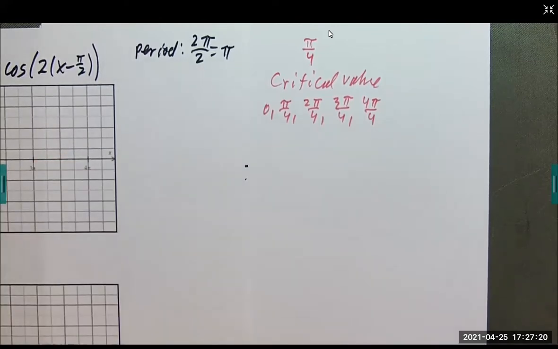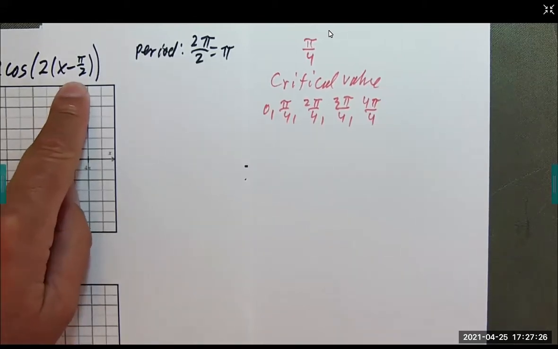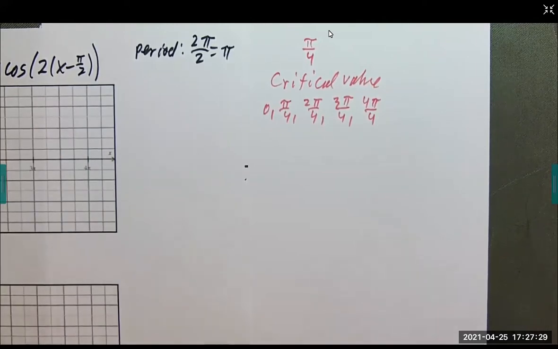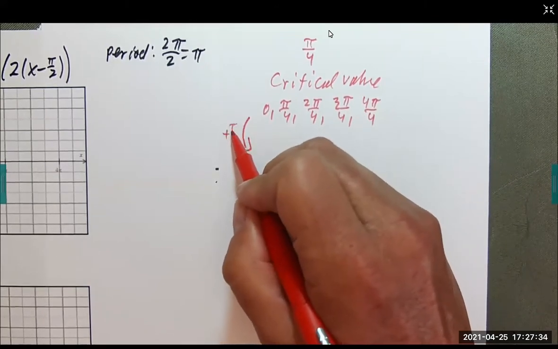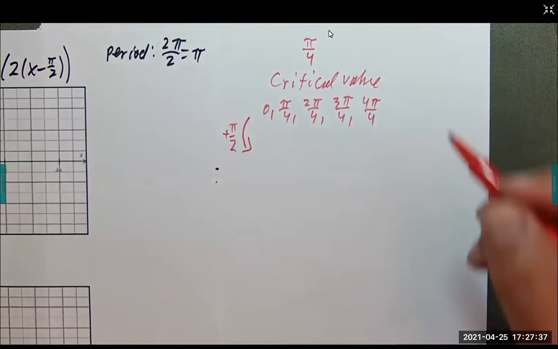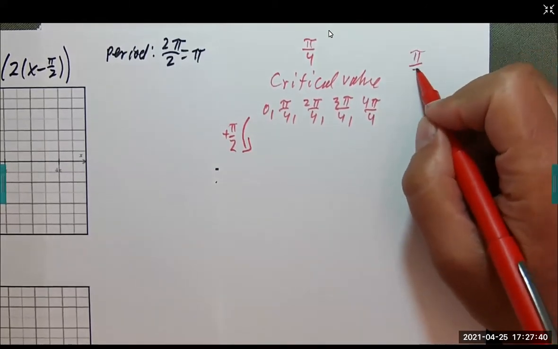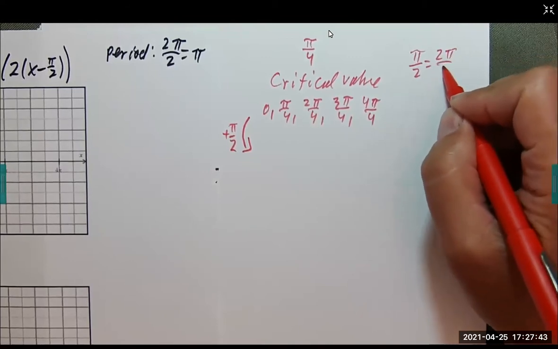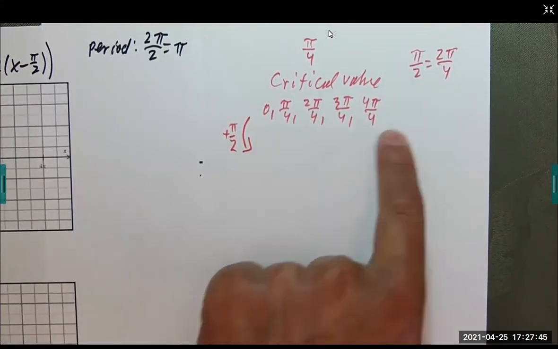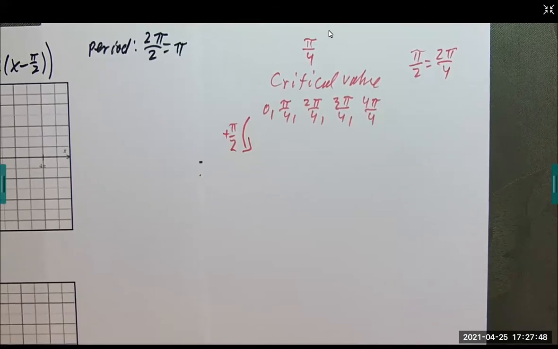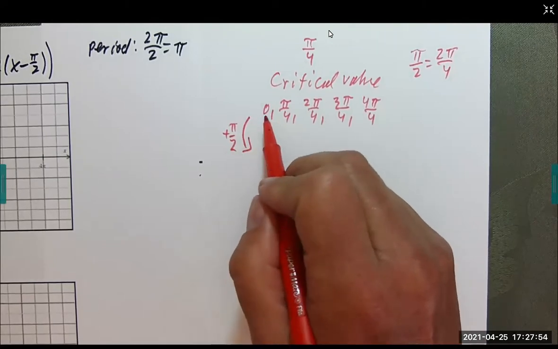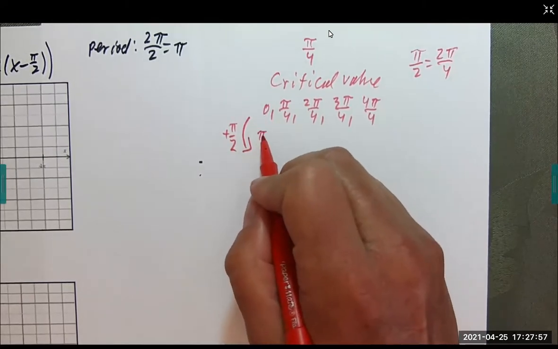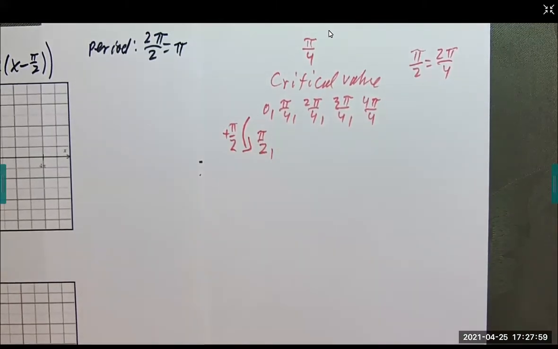Now here's what the phase shift does. It says that what we need to do is the opposite. It says minus pi over 2, that means add pi over 2. So what we're going to do to each of these critical values is we're going to add pi over 2, which is 2 pi over 4. I'm doing that because I want to keep all the denominators 4s. It's going to make it a little bit easier. So if I add pi over 2 to 0, that's going to give me pi over 2. There's my new critical value with the phase shift.